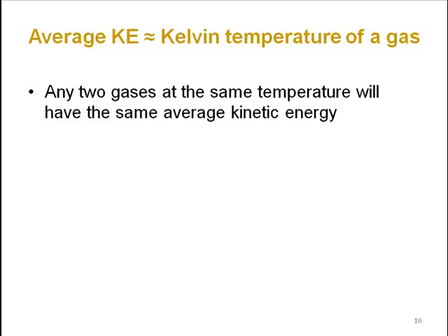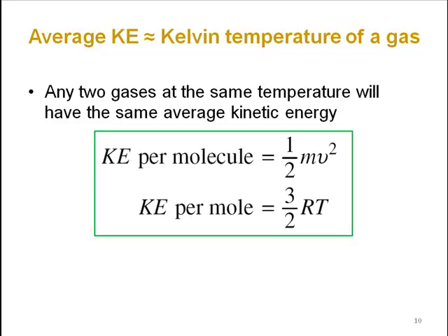What's meant by the average kinetic energy, as we talked about: any two gases at the same temperature will have the same average kinetic energy. The kinetic energy per molecule is equal to 1/2 mv squared. That's our kinetic energy equation. The kinetic energy per mole is 3/2 RT. So we use our ideal gas law constant to determine the kinetic energy per mole. Both of these equations are ones you want to be able to use as necessary for the energy of molecules and moles.